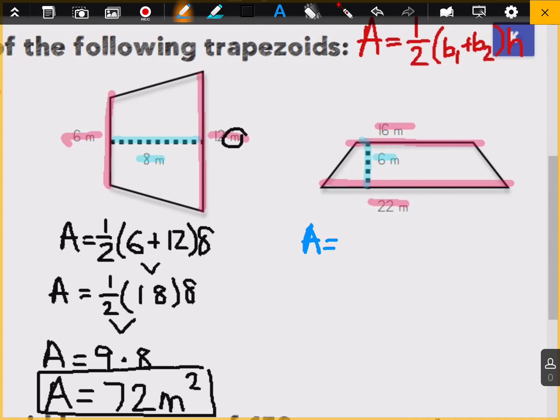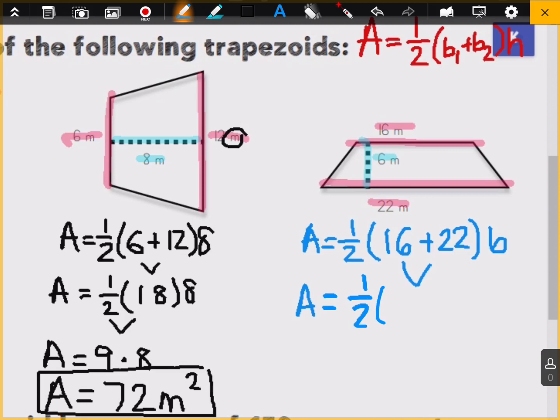So area equals 1/2. I'm going to add my two bases together, so 16 plus 22, and then 6 goes on the outside. Follow order of operations, so I'm going to go ahead and do 16 plus 22. So I'm going to leave my 1/2. 16 plus 22 gives me 38, and then the 6 at the end.